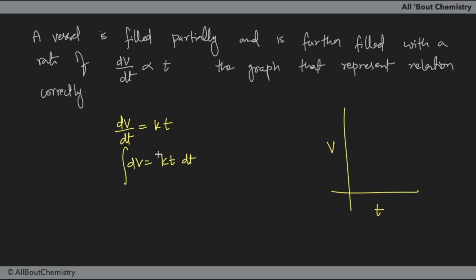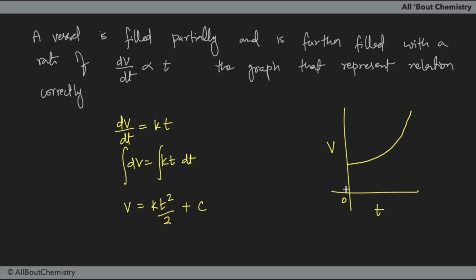Now I can integrate both the sides. So integration of dV will be V, k is a constant, so that will not get integrated. Integration of t dt will be t square by 2, right? And k will always be there as a constant, and you will get a constant c. Now if you see this graph, this is a parabola, or a quadratic graph, on which V is on the y-axis, t is on the x-axis. So the graph should open up something like this. It will not start from origin. Why? Because when t is 0, V is equal to some value c. If I put t equal to 0, you get V equal to c.